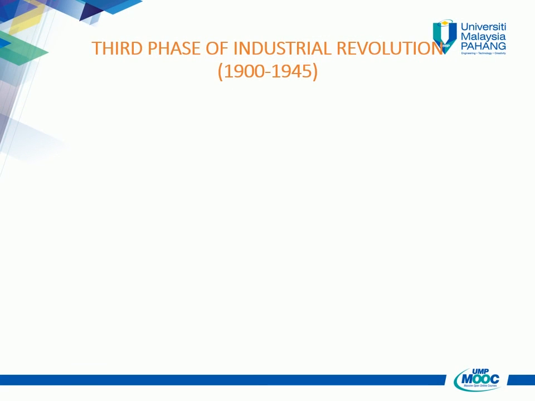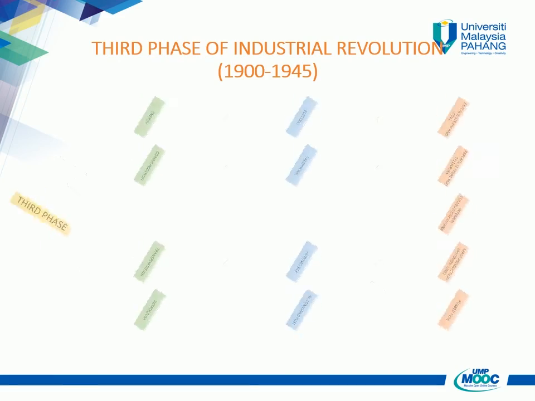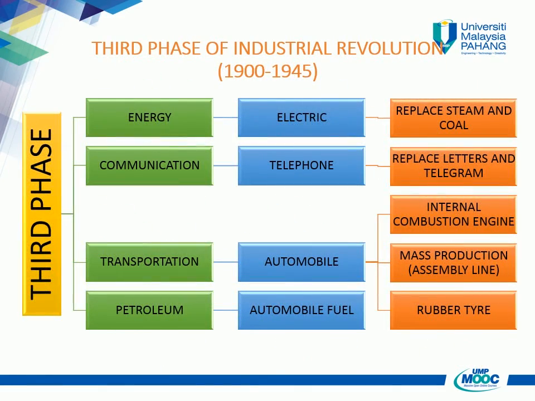Moving on to the third Industrial Revolution that happened between 1900s to 1945. Due to World War I in 1914 to 1918, the third phase of Industrial Revolution focused on energy, communication, transportation and petroleum technology development. The major indicator can be seen in transportation industries, where the inventions of the internal combustion engine and vulcanized rubber tires had led to the rise of the automobile industry.